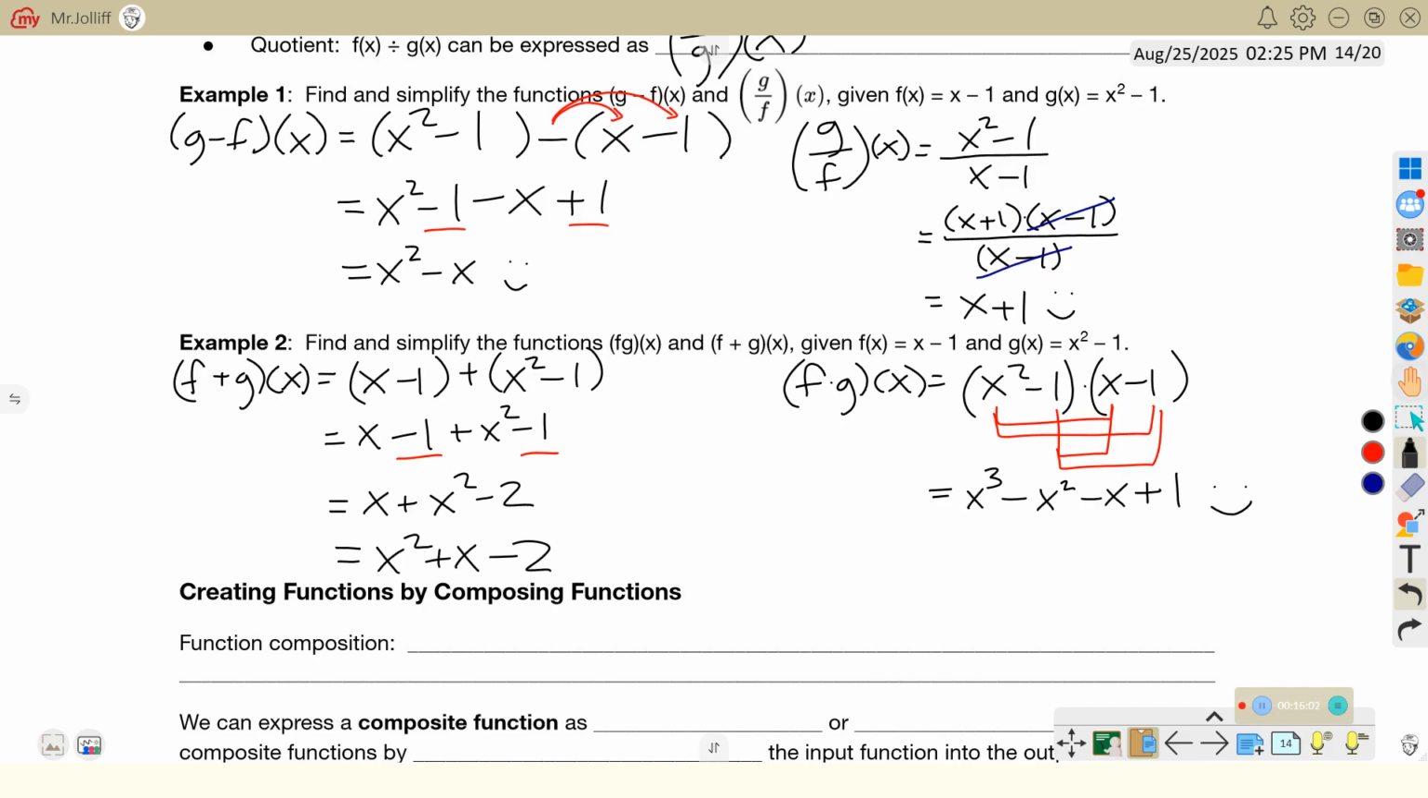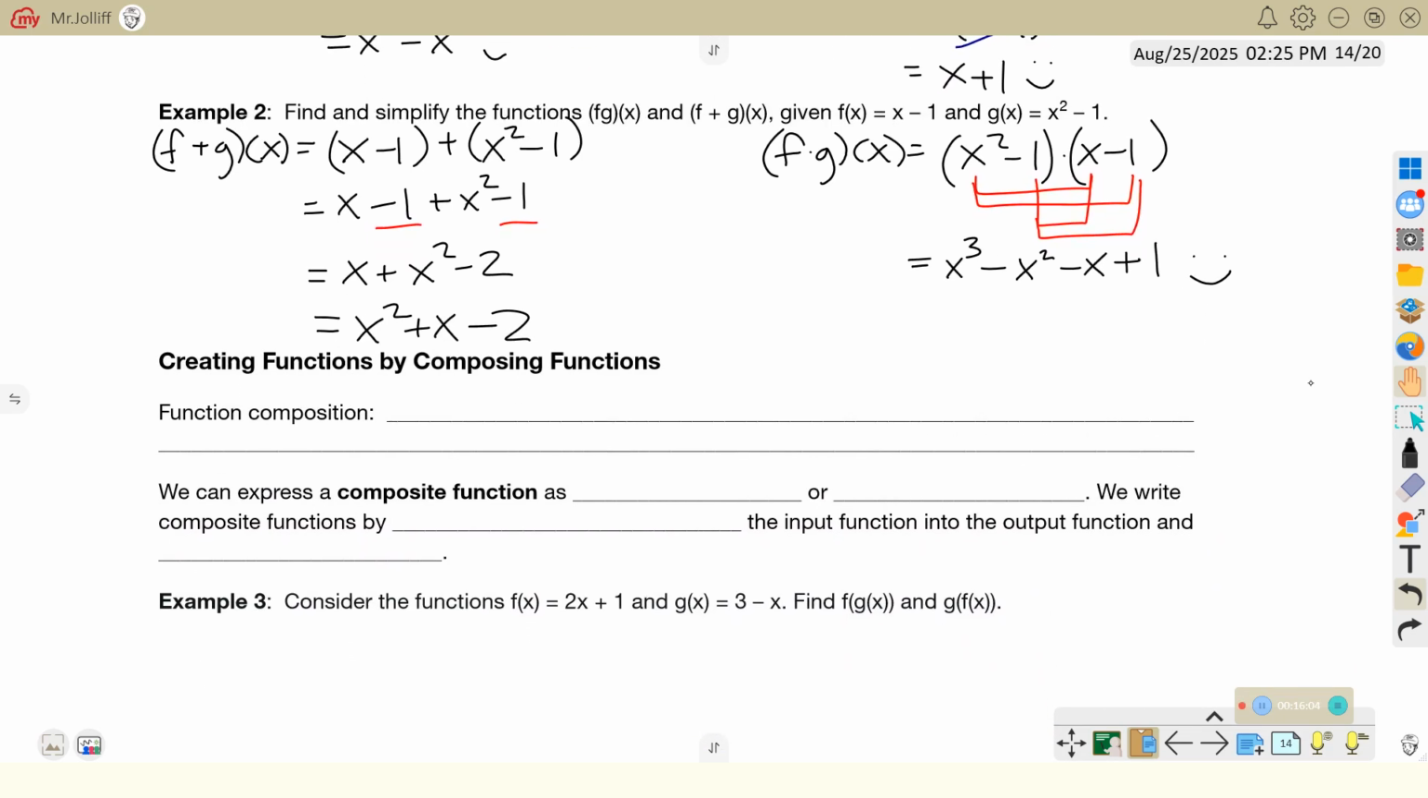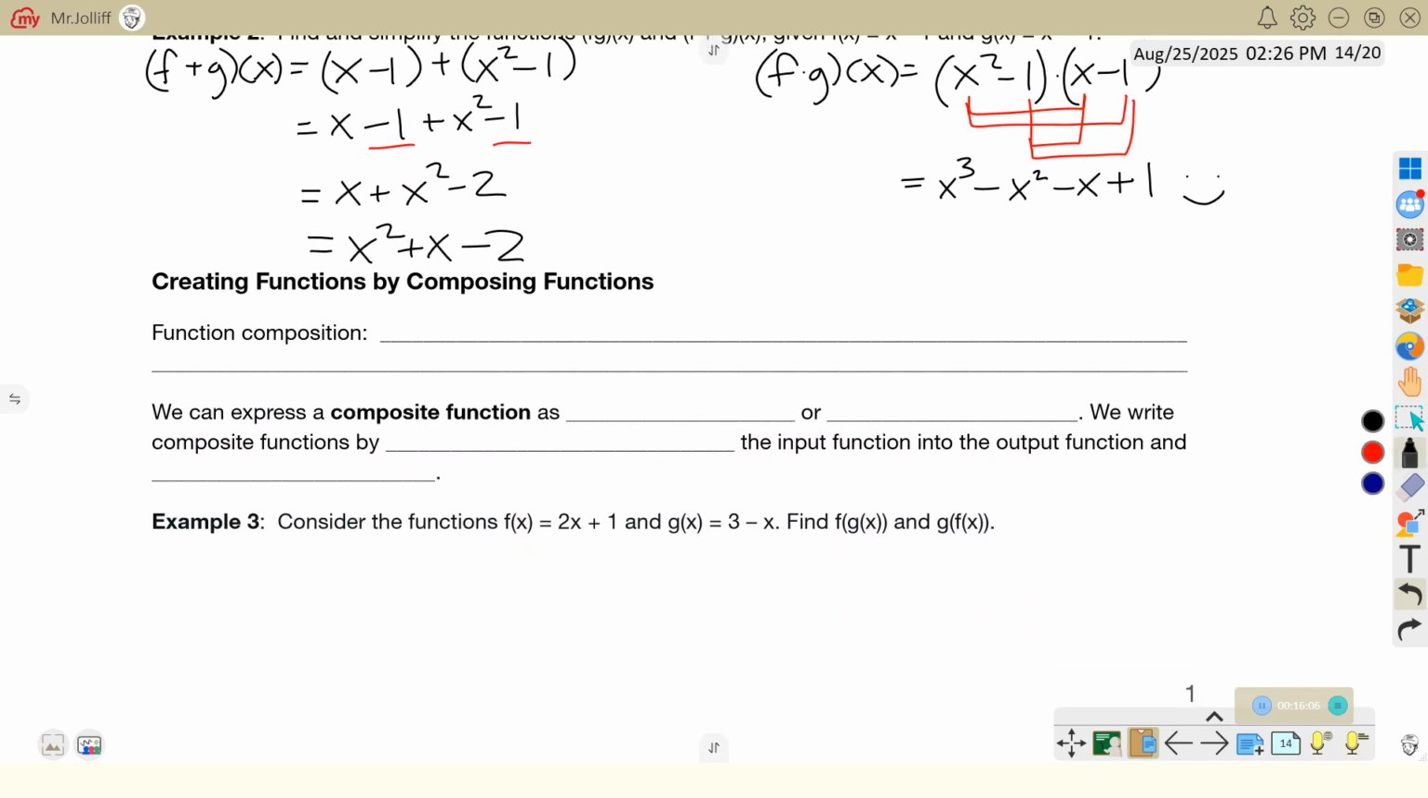Okay. We'll talk about the other big idea for today, which is the other way to take two functions and make a new function, and that is through function composition. So a function composition is when we use one function as input for another function.